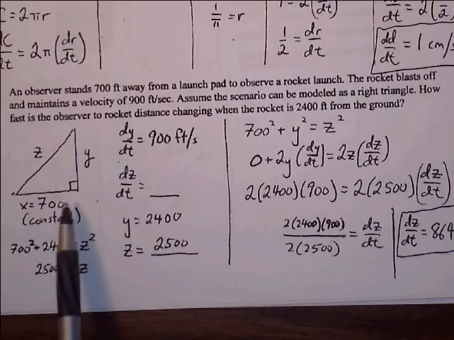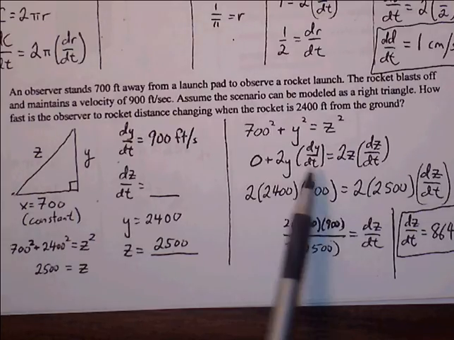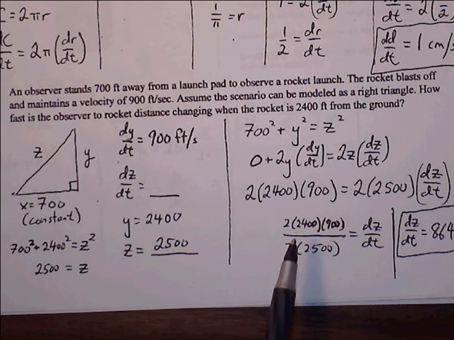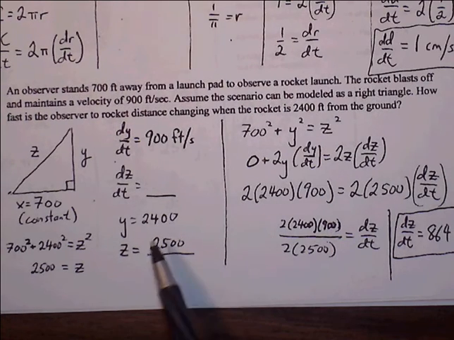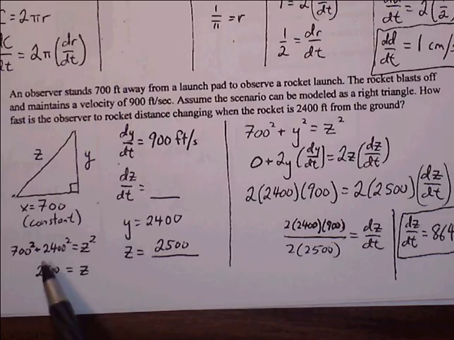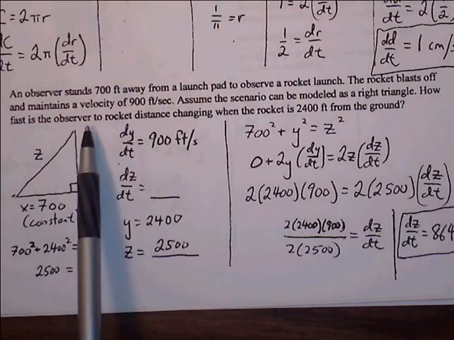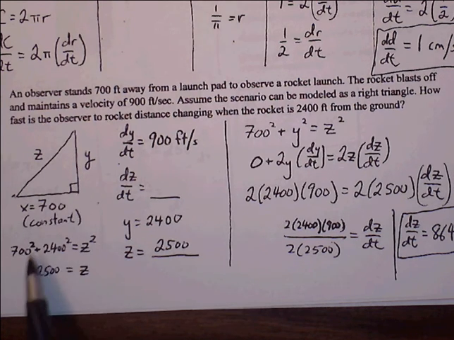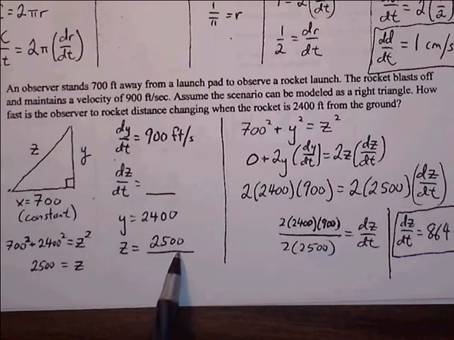Now we have dy/dt. We're looking for dz/dt, so we need y and z. It says at the moment when the rocket is 2,400 feet, so y is 2,400 feet, and then we can figure out what z is through the Pythagorean Theorem. At this moment in time, the constant is 700 and y is 2,400. a squared plus b squared equals c squared. Solve for z, and we get z equal to 2,500 after we take the square root. So we have our z value.